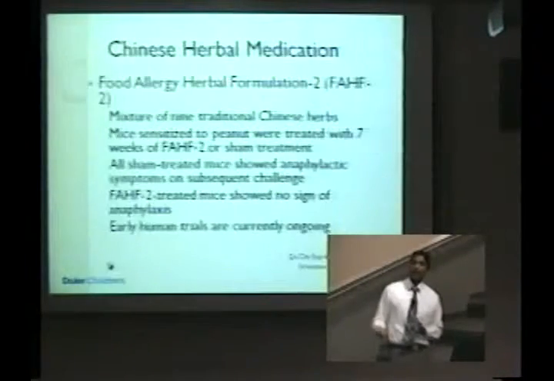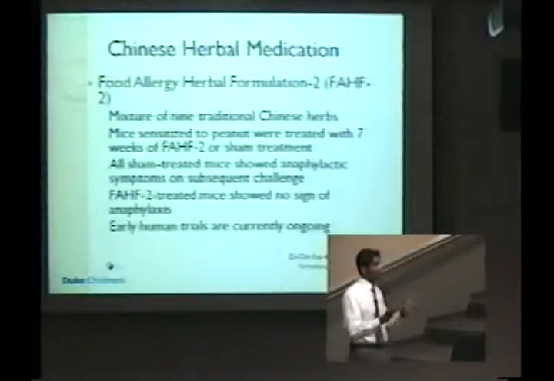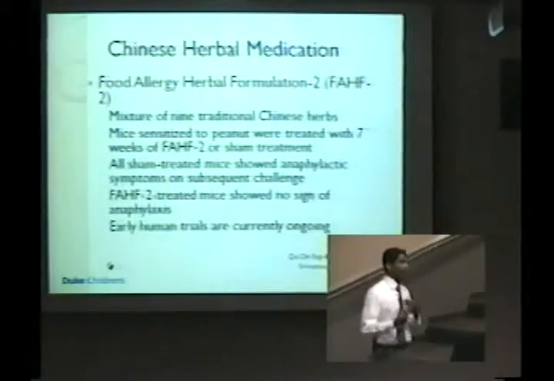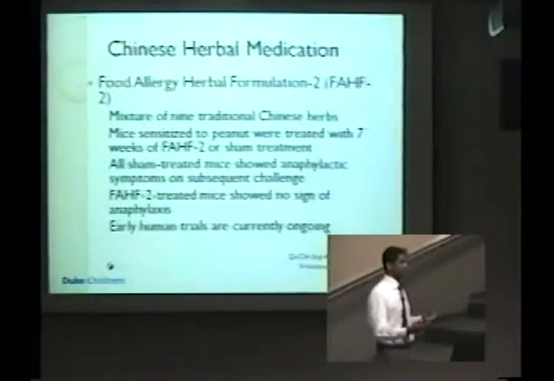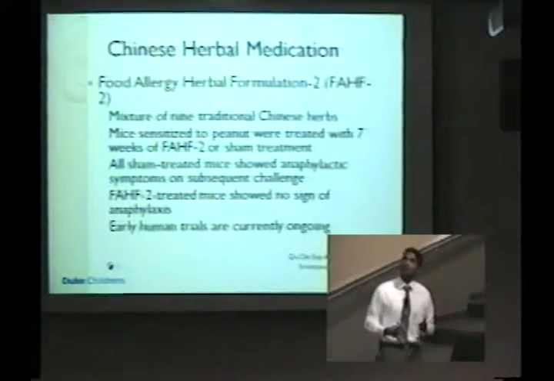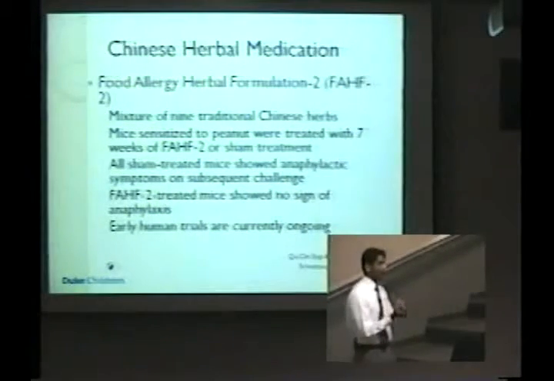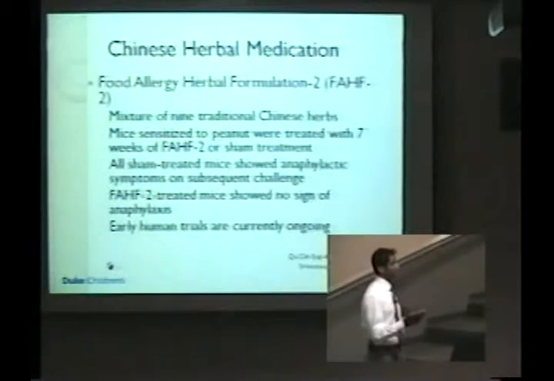Mount Sinai in Manhattan is sort of leading the research in this. Of all the things we're talking about, I think this has maybe the most promise. Again, this is an allergen non-specific therapy. This could be something that you give to someone who has multiple food allergies. It's a mixture of 9 different Chinese herbs, and they took mice and made them allergic to peanut.